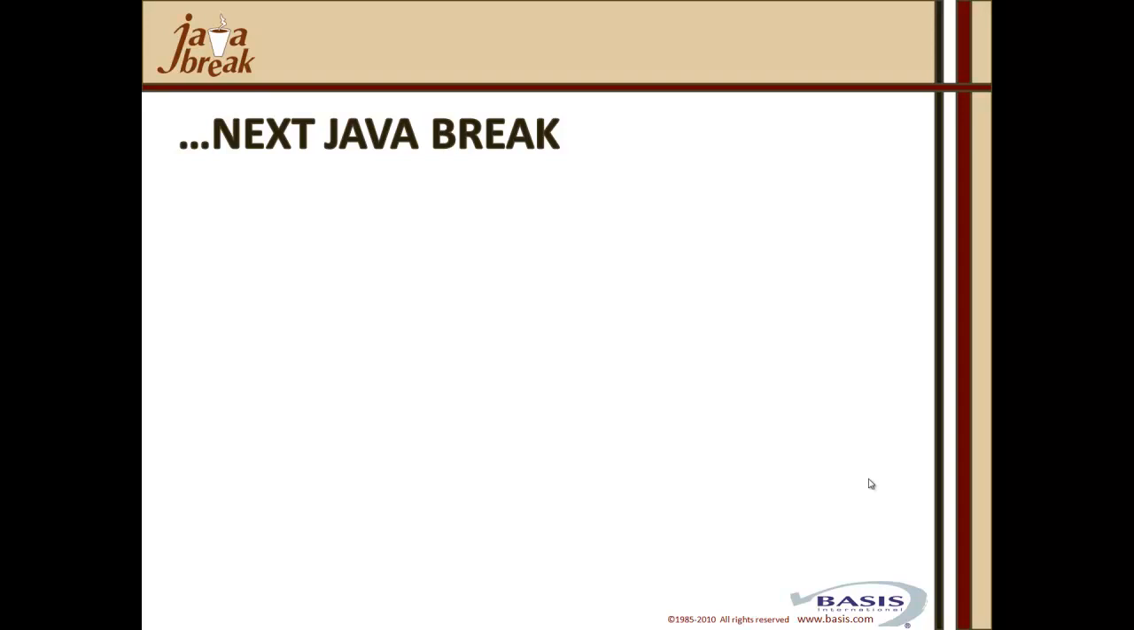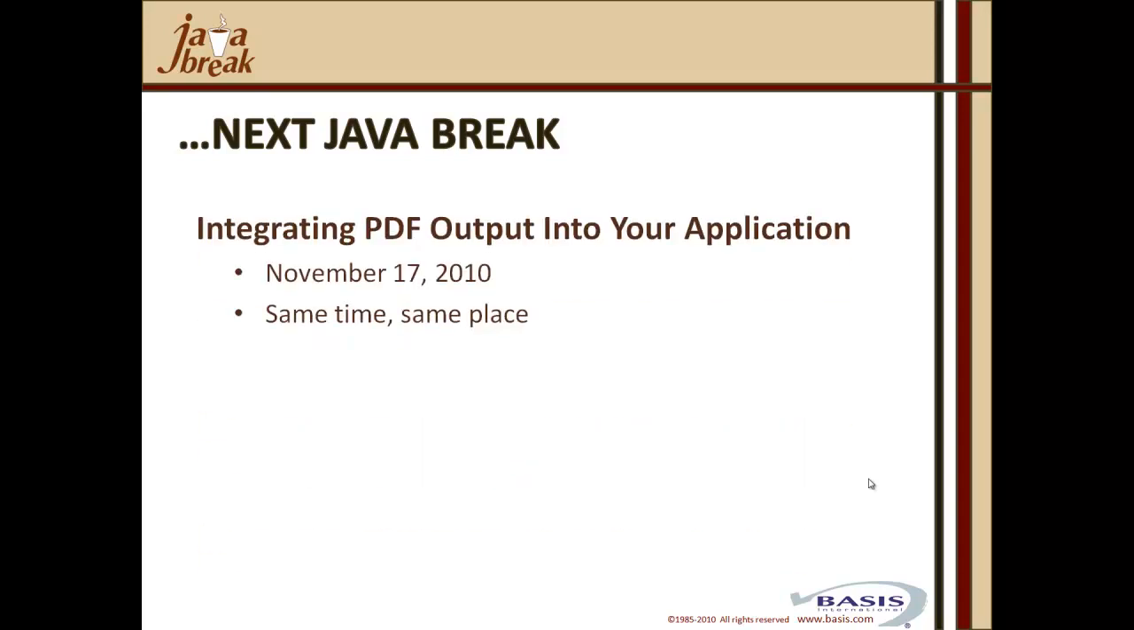So before we take your questions and respond to those that you posted, let's talk about the next Java break. In a couple of weeks' time, we'll have integrating PDF output into your application. And that could be as simple as making a change in your config.bbx file. No code changes required. All your reports that might have been written with a print at column type statement can now be rendered in a PDF format. So take the time, probably about half an hour, come and join us on November the 17th to hear about PDF output.